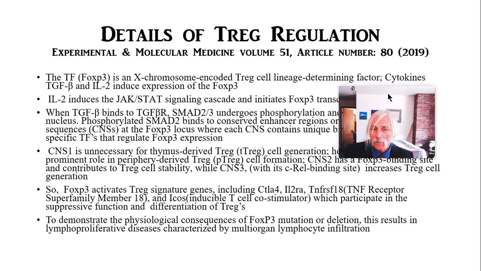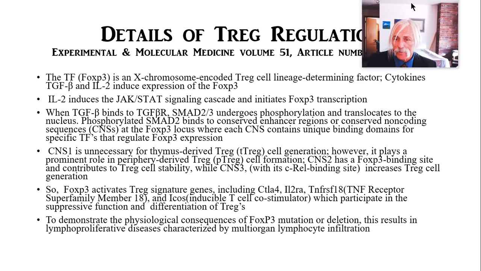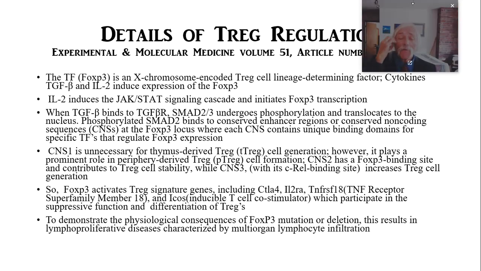Okay, Treg regulation, experimental molecular medicine. Again, this is the 2019 paper. So the transcription factor FOXP3 is an X chromosome encoded Treg cell lineage determining factor. Okay, X chromosome. Isn't that interesting? Cytokines TGF beta and interleukin 2 induce expression of the FOXP3. Now, I'm pointing out again about this X chromosome encoded Treg lineage determining factor because I want you to understand there is some sexual dimorphism when it comes to inflammation and diseases that occur in either men or women. Okay, that's correct because of gene dosage effects. You know what I'm talking about.